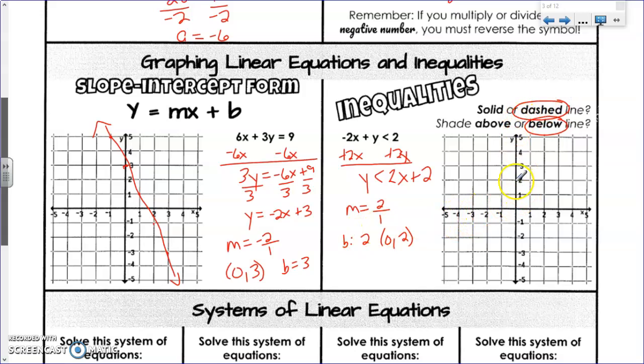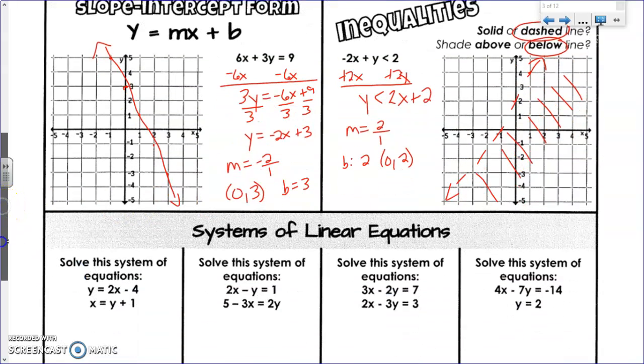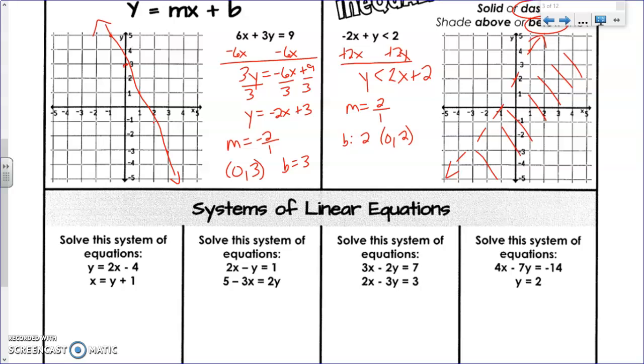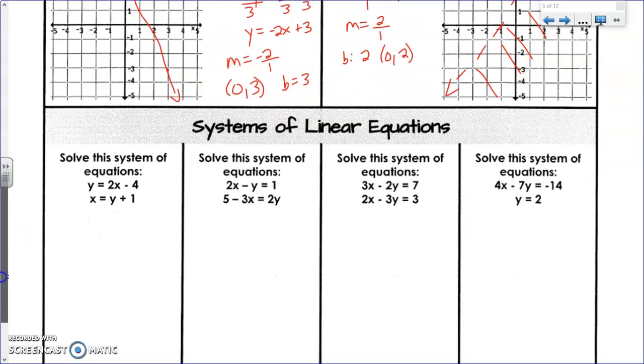So we've got 0, 2. And then up 2 over 1. Down to left 1. And then this is going to be dashed. And then it's going to be shaded below. Okay, remember you can stop the video and work slower if you need to.